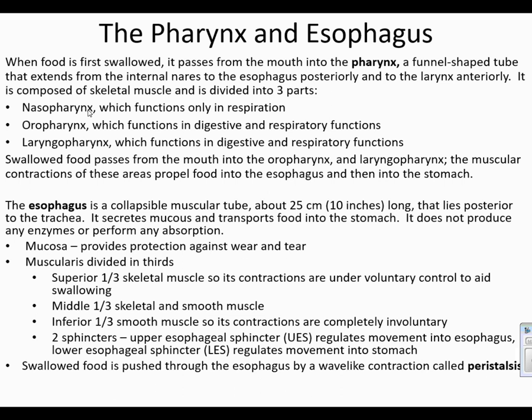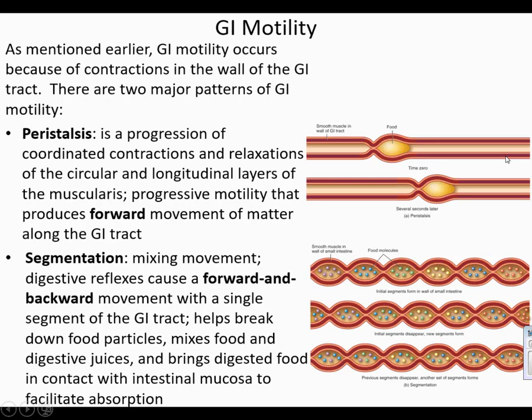There are two sphincters, upper and lower, that regulate movement of food into the esophagus and then out of the esophagus into the stomach. Swallowed food is pushed through our esophagus by a wave-like contraction called peristalsis. Peristalsis can be talked about and seen more here on this page.